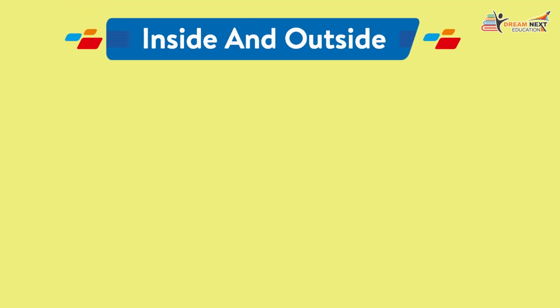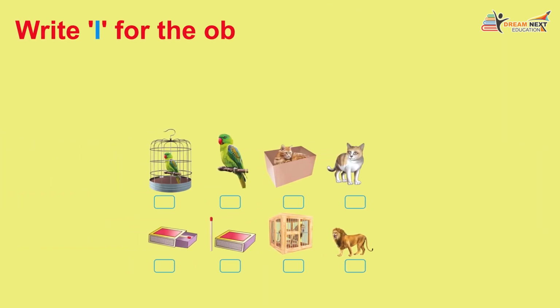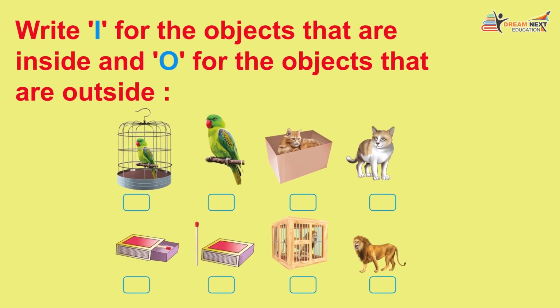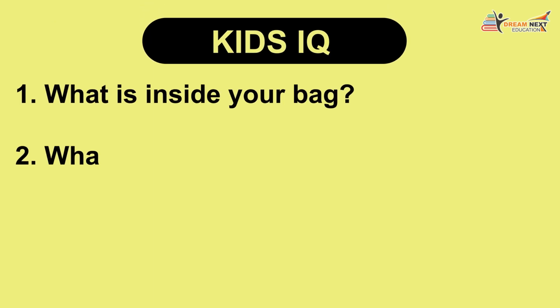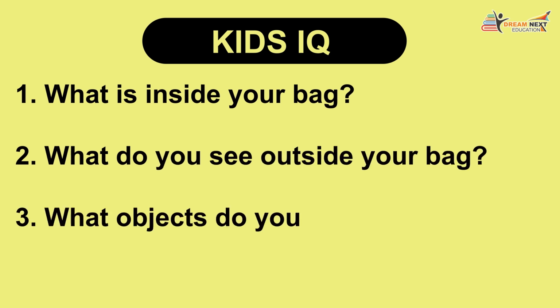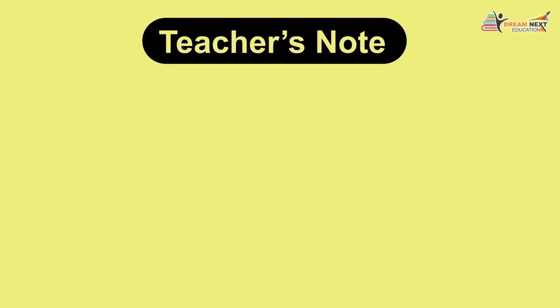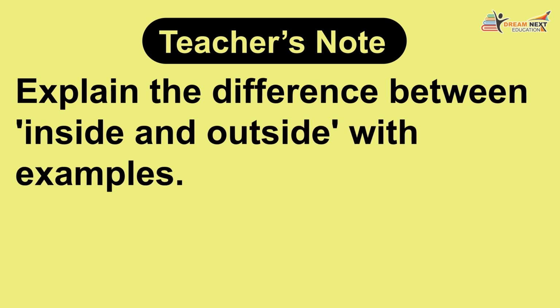Inside and outside. Write I for the objects that are inside and O for the objects that are outside. Kids IQ. 1. What is inside your bag? 2. What do you see outside your bag? 3. What objects do you see in your classroom? Teacher's note. Explain the difference between inside and outside with examples.